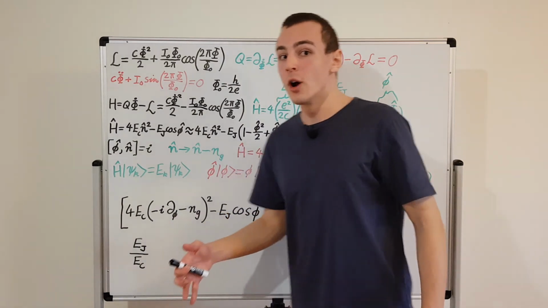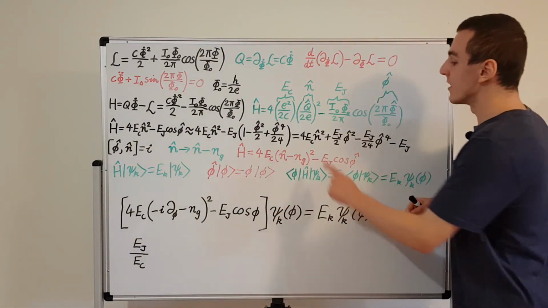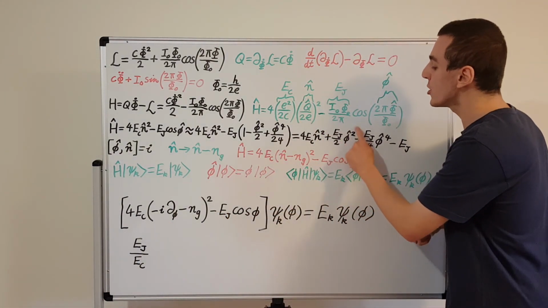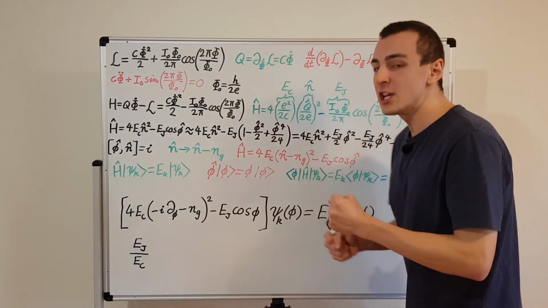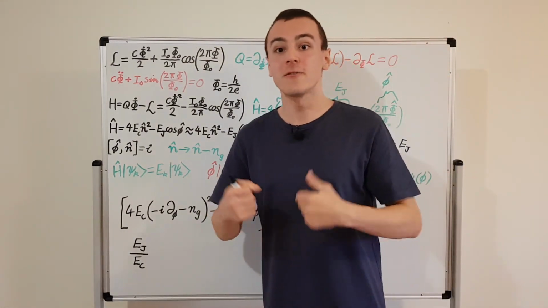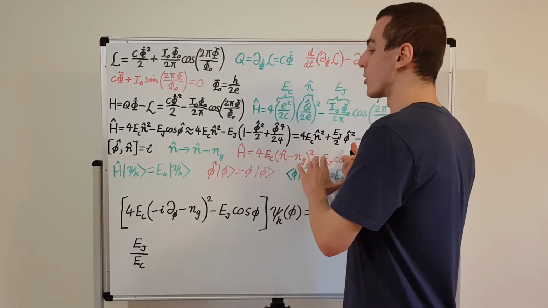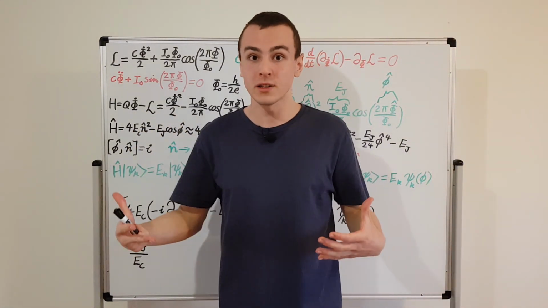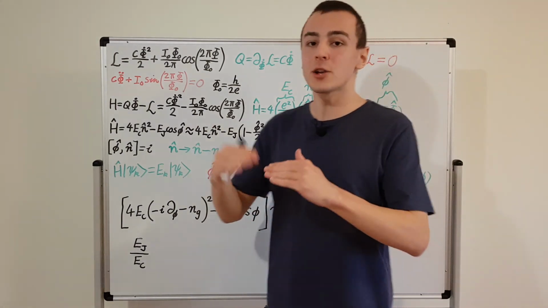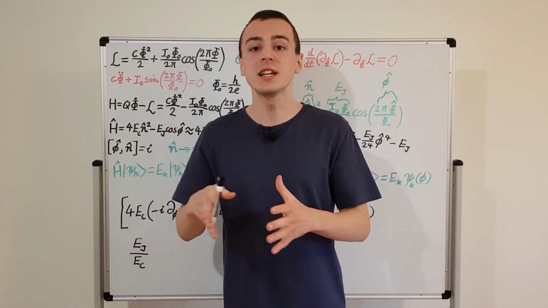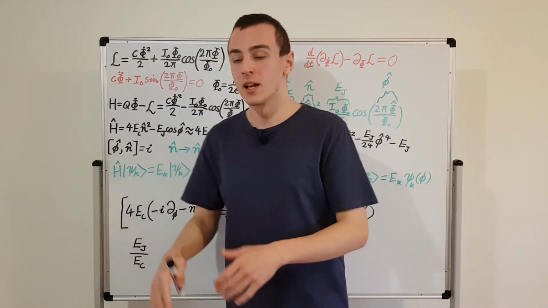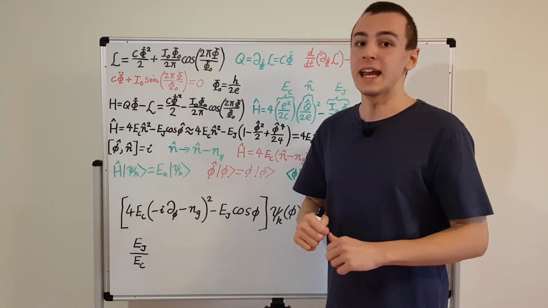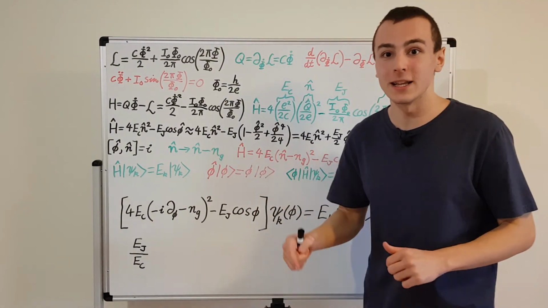In the next video, what I'm going to do is write these in terms of ladder operators, these creation and annihilation operators. I'm actually going to find some different forms of the Hamiltonian for the transmon. These are going to be approximate forms, and then I'm going to find the energy spectrum of the transmon using those approximations. So that's going to be in later videos in the quantum mechanics playlist.